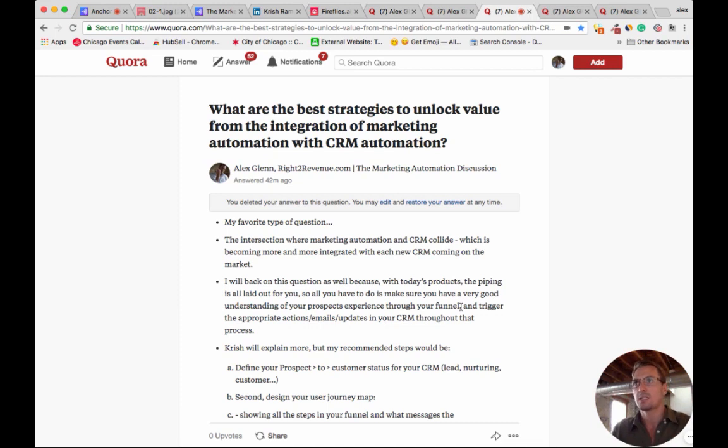With today's products, the piping is all laid out for you. So all you have to do is make sure you have a very good understanding of your prospect's experience through your funnel and trigger the appropriate actions, emails, updates in your CRM throughout that process. Krish will explain more, but I recommend these steps if you're in this stage where you're trying to figure out how to strategically work between your marketing automation and your CRM.